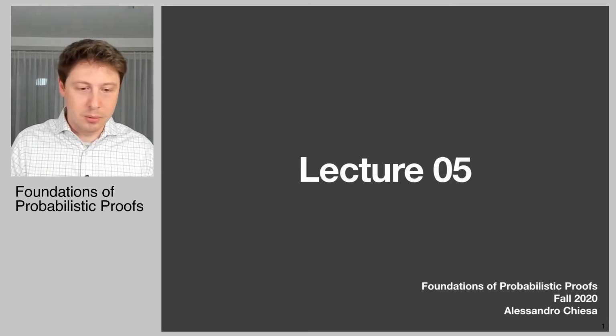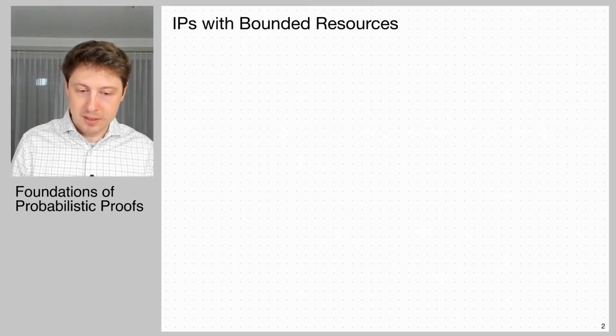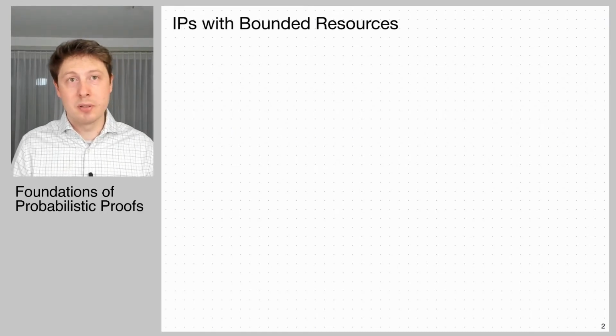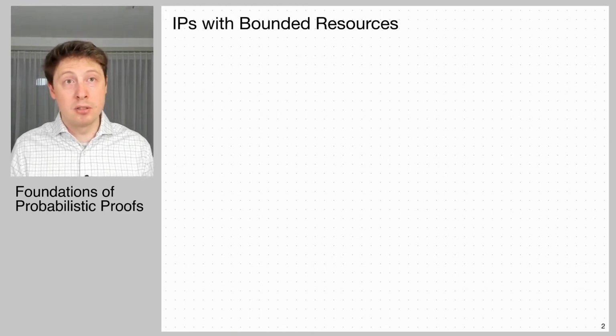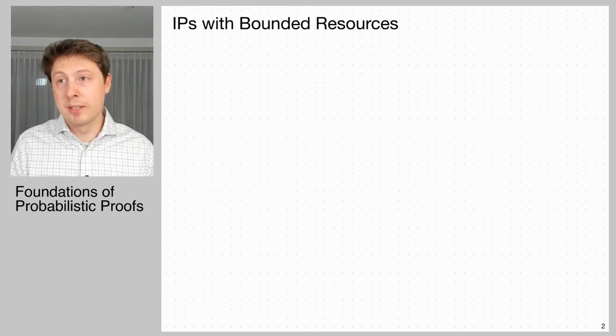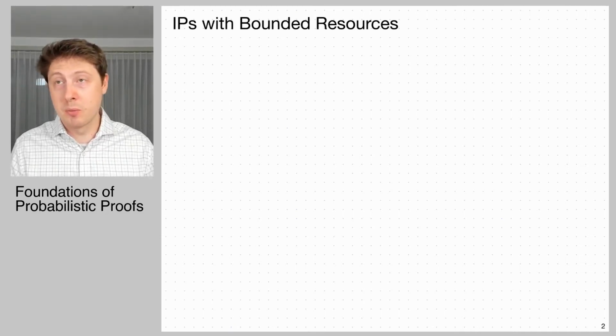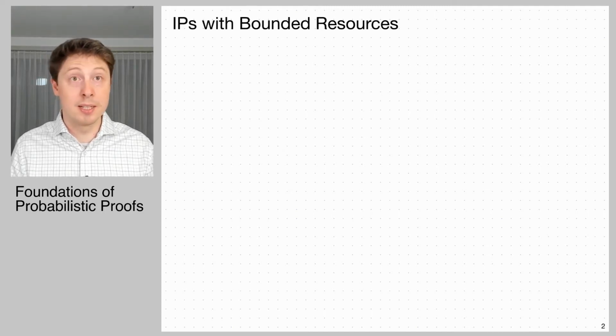Today we are going to look at lower bounds on interactive proofs. Specifically, we're going to study what happens when an interactive proof uses a small amount of resources. Of course there are various complexity resources we could talk about, but the main one we're going to discuss today is communication complexity. So we're going to try to study the question of: can interactive proofs with small communication complexity be used to prove hard languages?